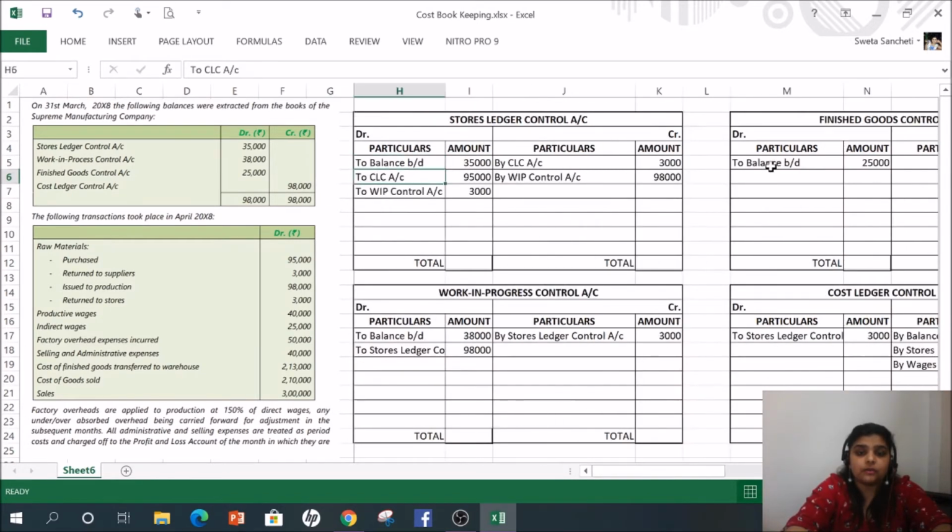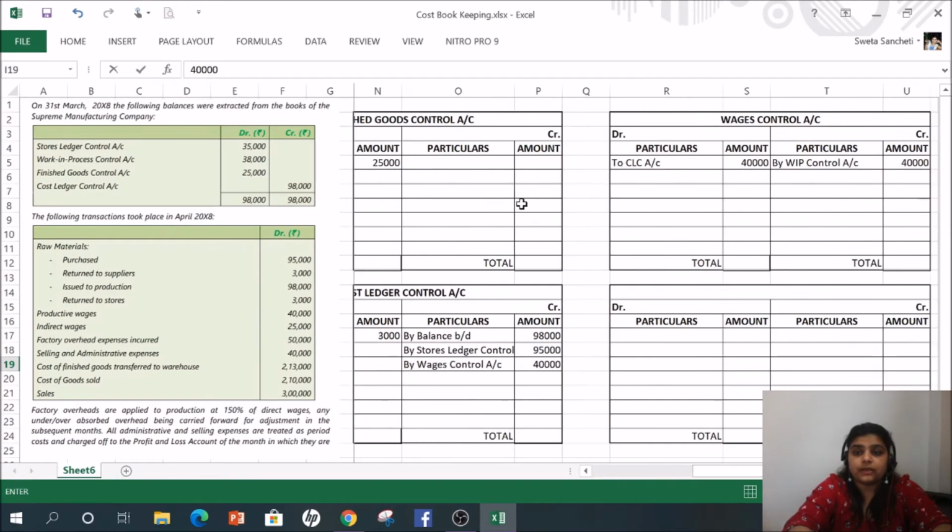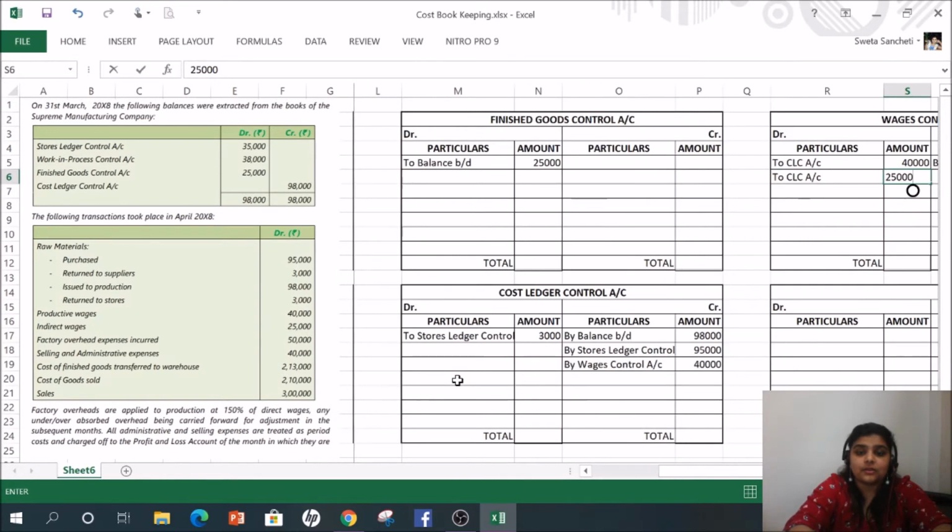Similarly, in my work in progress account, I will have to wages control account, that is 40,000. Next, indirect wages 25,000. Again, we'll have to make the payment to CLC account 25,000, and in the cost ledger it would be again by wage control account 25,000.